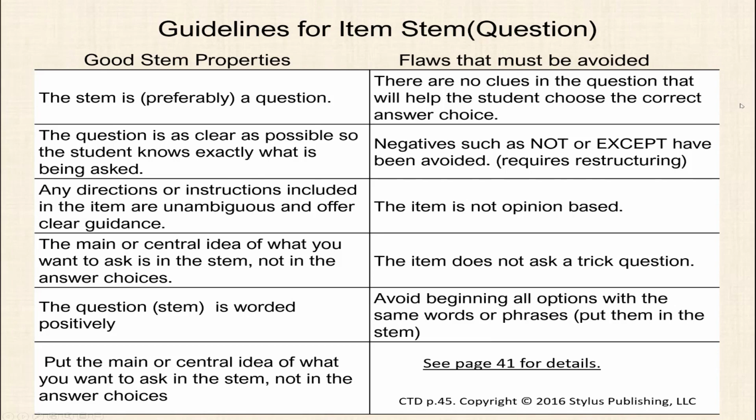Okay, number 2 over here are flaws that must be avoided. Make sure there are no clues in the question that will help the student choose the correct answer choice. No clues. Negatives such as not or except have been avoided. Okay, if they've been avoided, that's good. The item is not opinion based. There's a reason for that, and we'll talk about that a little more too. The item does not ask a trick question. No trick questions in assessment. Avoid beginning all options with the same words or phrases. If you have to begin them with the same words or phrases, that's an indication that those words or phrases should have been in the stem.